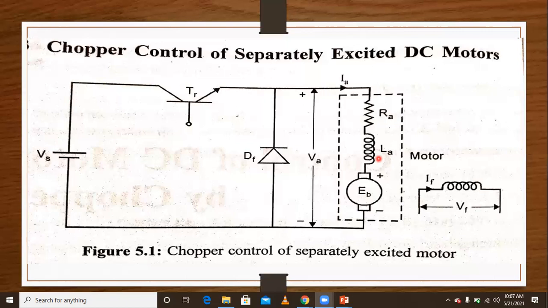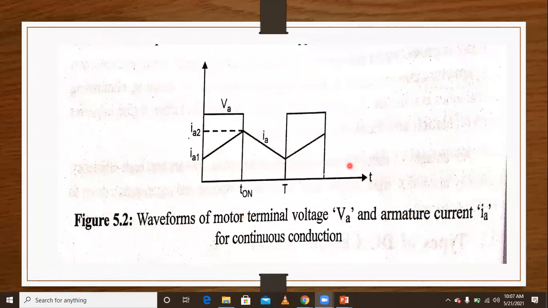And here, chopper control of the separately excited DC motor. First we have to discuss motoring control, that is, motoring applications. In chopper control, the separately excited motor is operated under motoring operation. So first we concentrate on motoring applications.